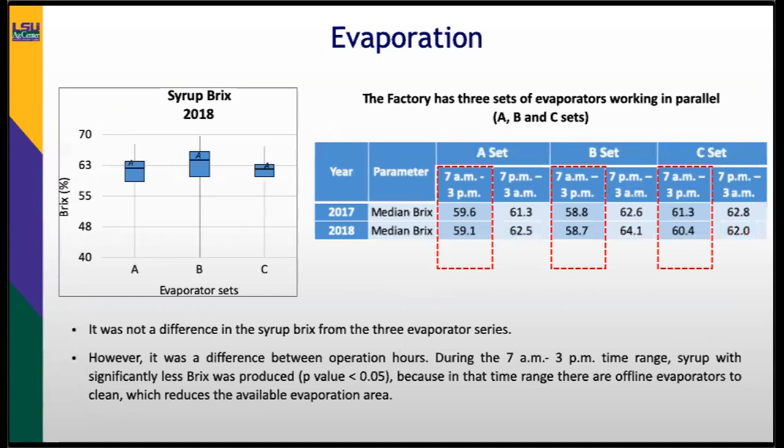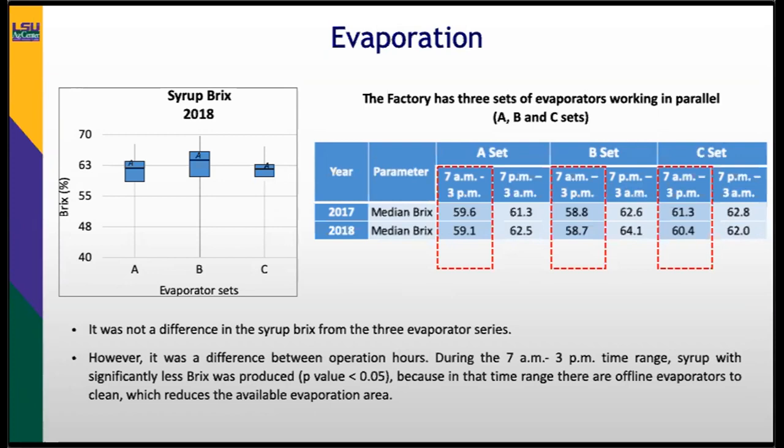The next station is evaporation. So this factory has three sets of evaporators working in parallel, and we compared the performance of each set of evaporators. And we didn't find differences between the three sets. The brix in each one is almost the same.